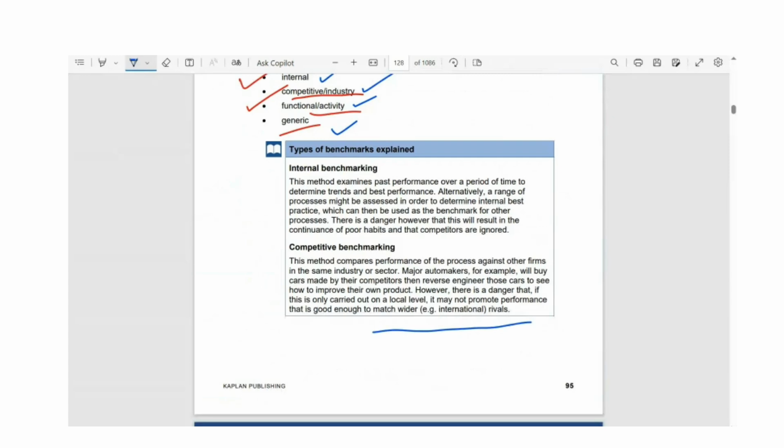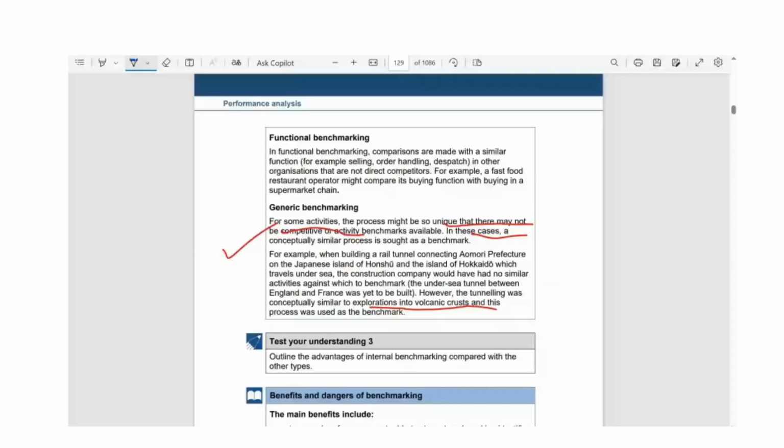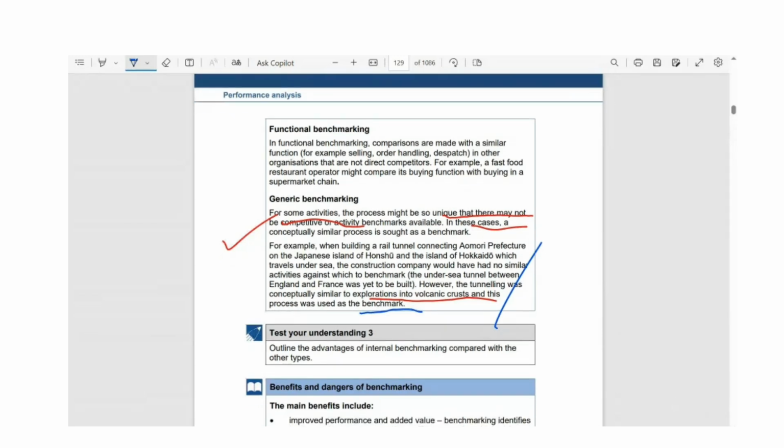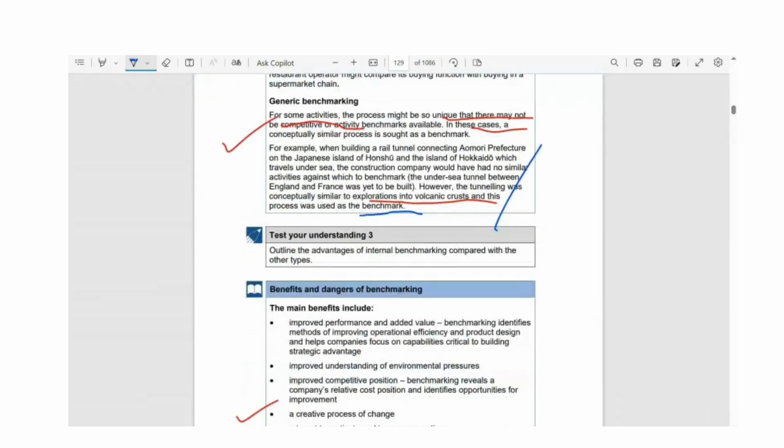Here is a generic explanation, using data from other industries. They took a generic example of volcano crusts, and this process was used as a benchmark. They used the volcano crust data for the purpose of their tunnel. Go through this scenario and you will understand what they are asking and how they are explaining. This is an easy example, but it means that in generic benchmarking, when no data is available, they take information from a similar industry and use it for their benchmark purpose.